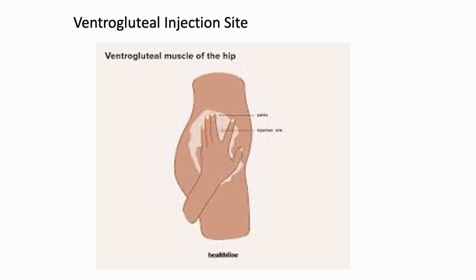Here is that ventrogluteal injection site. So yeah, kind of off to the side, right there on the hip. And this is someone using their landmarks to try to find that injection site, which again, we will practice in lab when we get there.